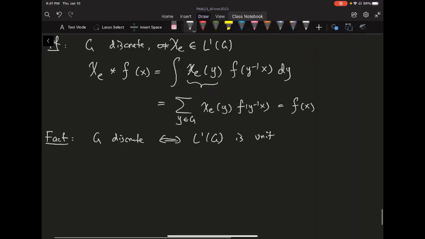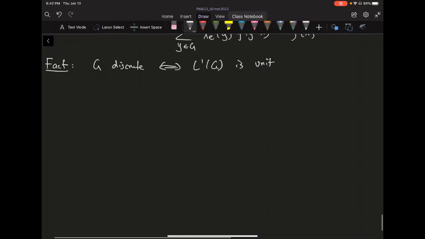One thing I want to show is that if G is non-discrete, then of course by this fact you don't have a unit, but you can actually have something similar to a unit. That's quite useful in many cases. So here's the definition. I want to say what is an approximate unit.